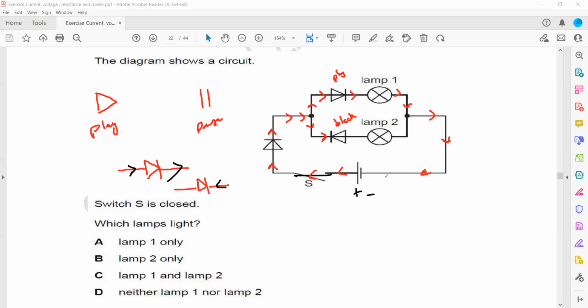So this is how the current will pass through. There will be no current passing through lamp 2. All the current will pass through lamp 1. So which lamp will light up? Only lamp 1. So A is the right answer.